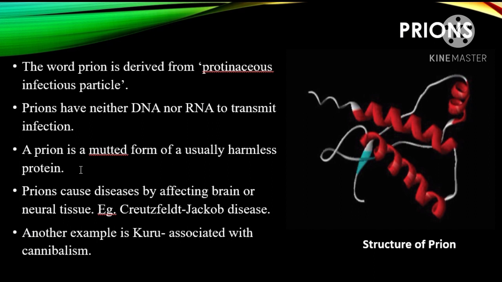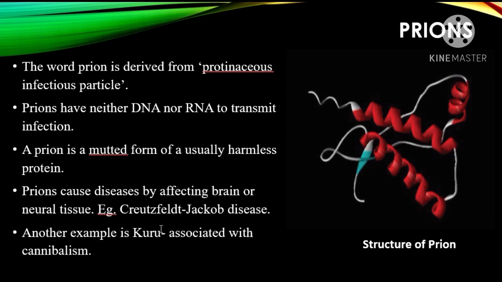Prions cause disease in the central nervous system, in the brain or in the neural tissue. Two examples are given here. The common disease is called Creutzfeldt-Jakob disease. And what is Creutzfeldt-Jakob disease actually? It is a type of disease that destroys brain cells and causes tiny holes in the brain. People with this disease experience difficulty in controlling body movement. That is the important character of the disease.